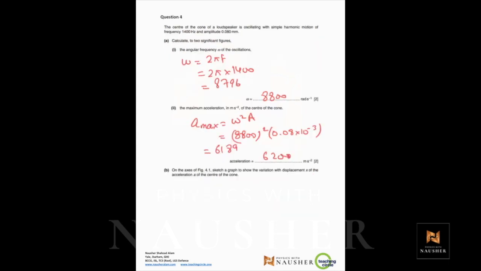Now here they're saying calculate the angular frequency. Angular frequency is 2 pi f. Frequency is given, just multiply, you'll get 8796, correct for sig figs, and you get 8800. Then they're asking for maximum acceleration. Maximum acceleration is omega square a. Omega square x is the general version. When you put x equals a, then you get maximum. So your maximum would turn out to be 6189. Again, correct for sig figs, you get 6200.